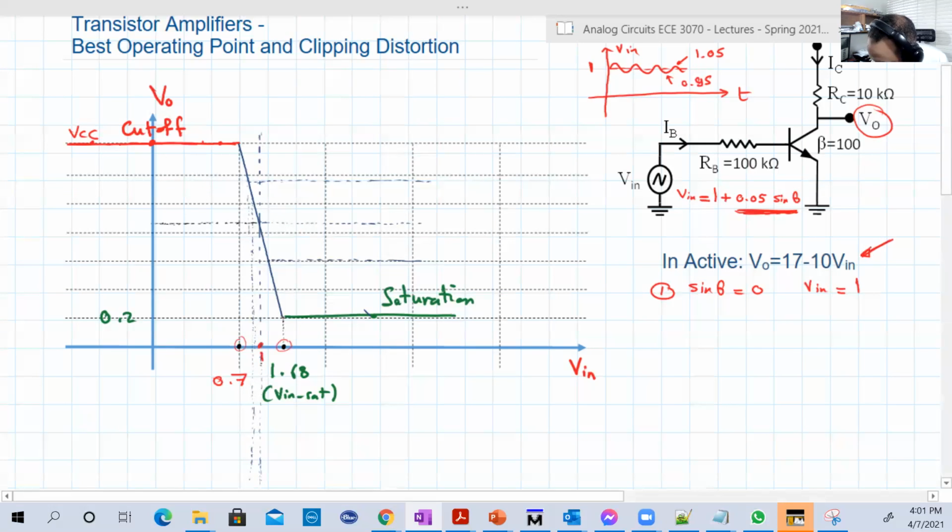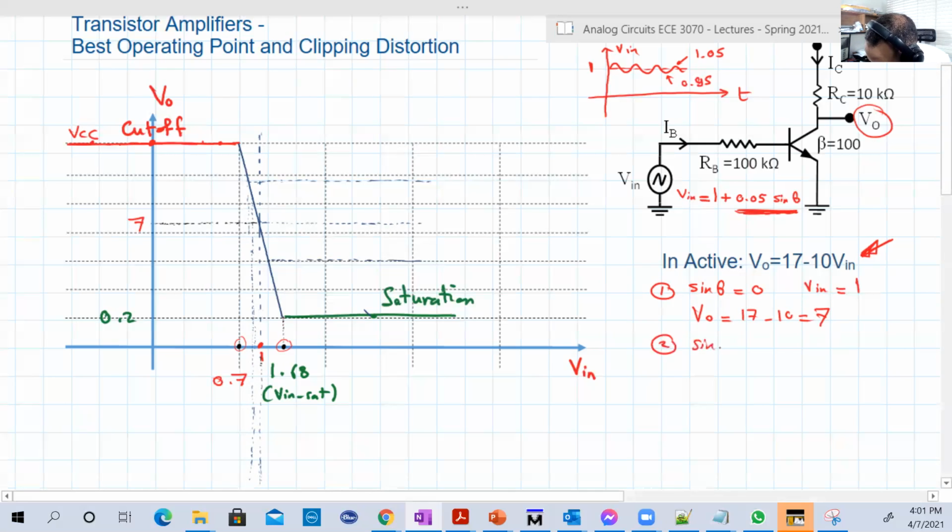So we can use this equation. That's why I say stop, we should first check where V output is basically when V input is 1. So we can use this equation safely. So the output in that case is equal to 17 minus 10, equal to 7 volt. So this is basically here, 7 volt. Good.